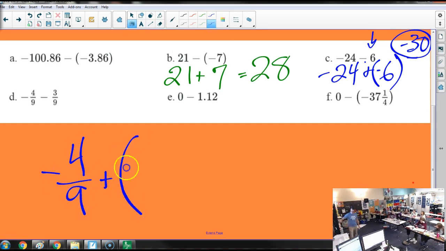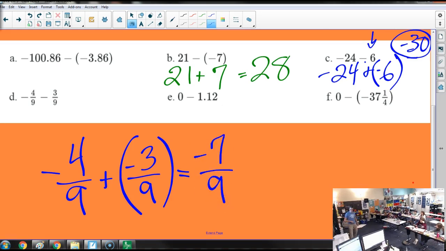Plus parentheses, negative 3 ninths. We got a lot of chatter, guys. Please respect Eric. And that would be, unless I'm mistaken, negative 7 over 9. You are not mistaken, sir. It is negative 7 over 9. They are same team, both bad guys.